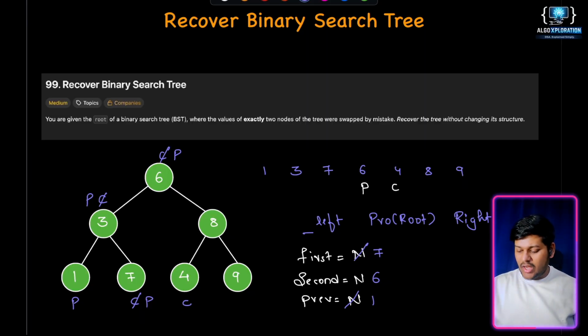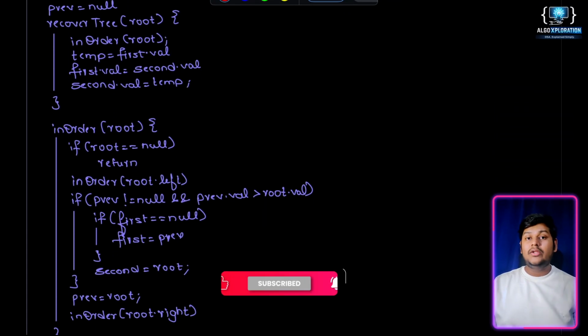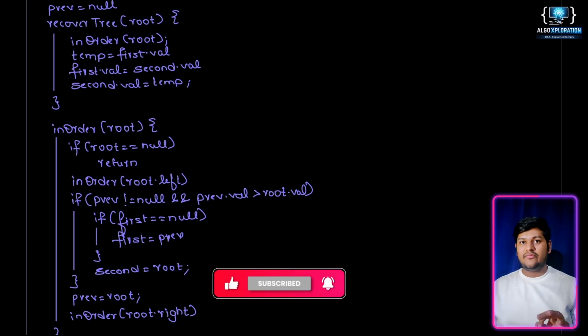So I will be storing the address of 4, the reference of 4. After the second violation, I can stop. So this was a dry run. I hope that you got it. But if you didn't, I have put the code over here, basically a pseudocode. You can dry run it by yourself as well.